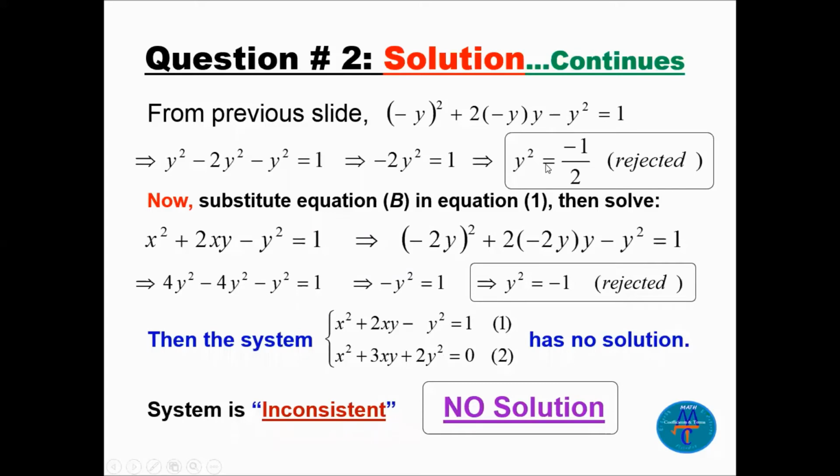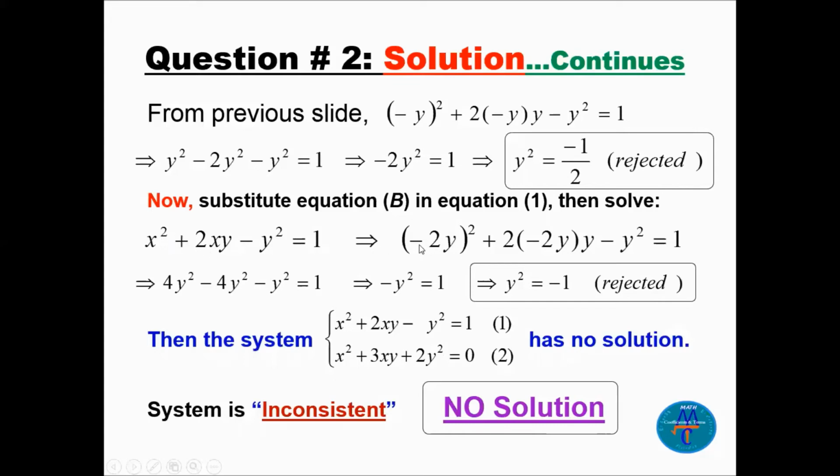So y squared, here y squared minus 2y squared, another minus y squared is equal to 1. Cancel out this y squared, minus 2y squared equals 1. Divide by minus 2. So y squared positive cannot be negative here. Complex solutions, not real. So this is rejected.